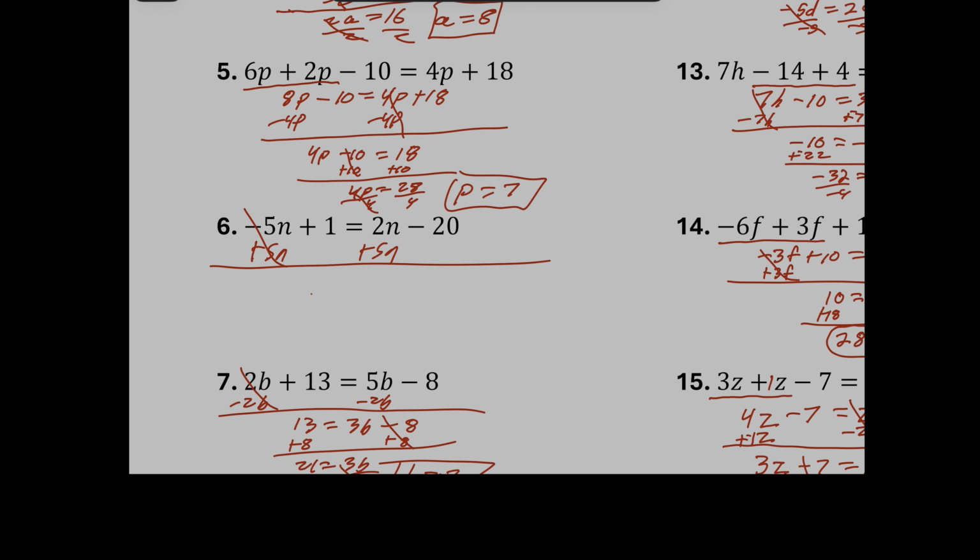And that's going to give me a 1 equals 7n minus 20. I'm then going to go plus 20 to both sides. Boom, boom, boom, boom, boom. And I'm going to get 21 equals 7n. I know you can do it in your head right now, but don't. Why? Because I can just go 3 equals n. And look how quick that happened.